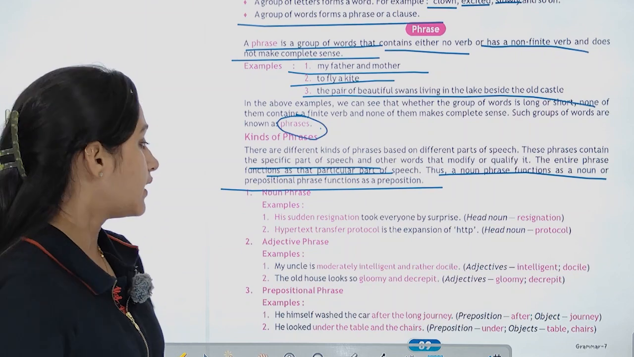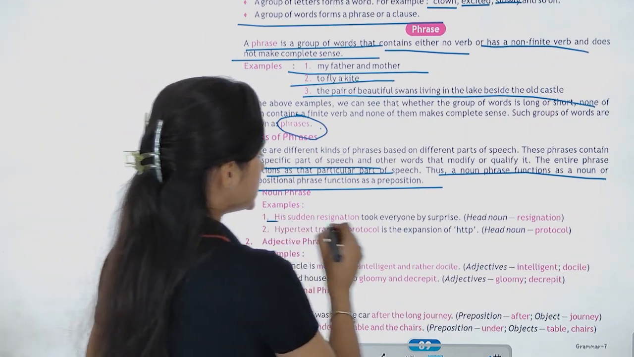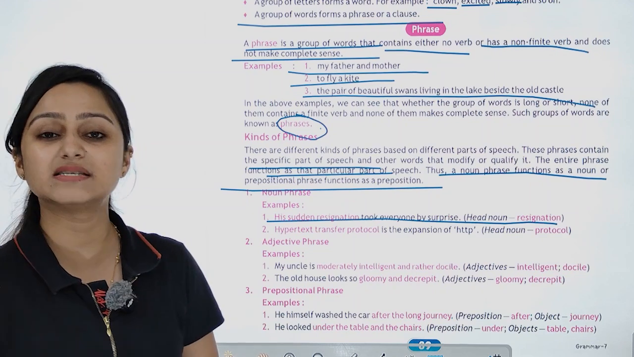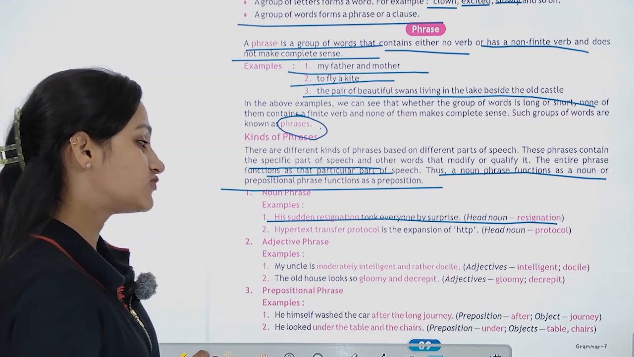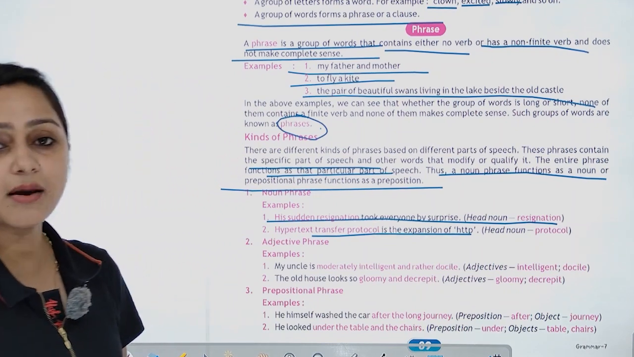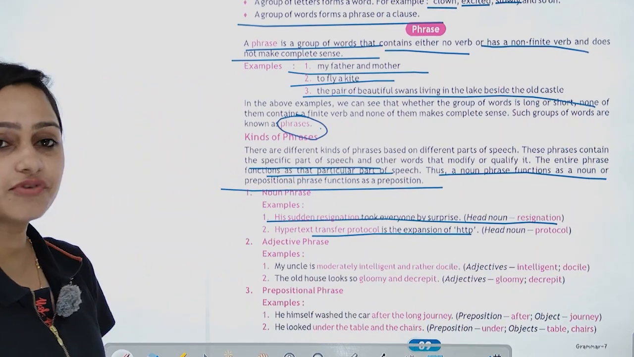Noun phrase क्या होता है? Example: her sudden resignation took everyone by surprise. Head noun क्या है हमारा? Resignation. Hypertext transfer protocol is the expansion of HTTP. Head noun क्या है हमारा? Protocol. Now adjective phrase क्या होता है?